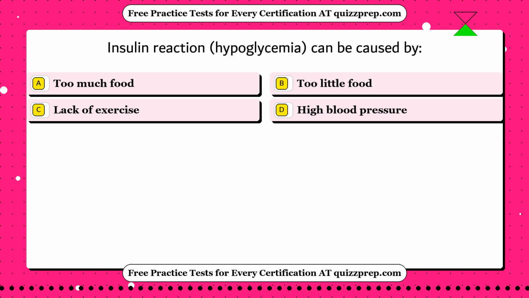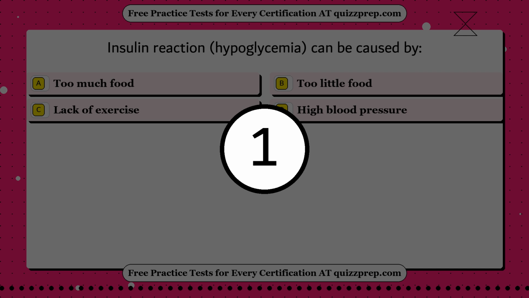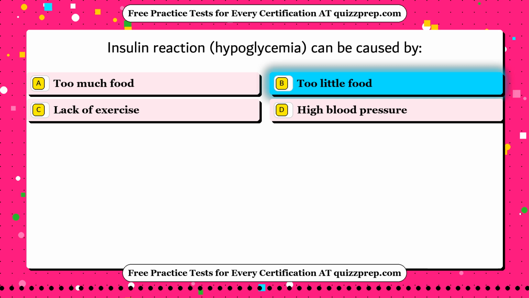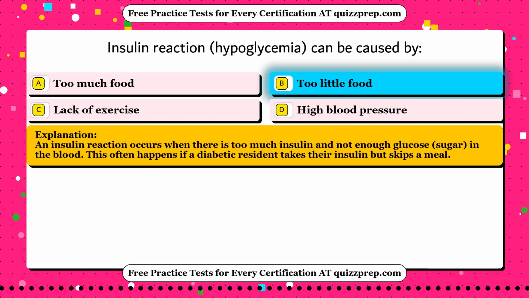Question 69. Insulin reaction, hypoglycemia, can be caused by option A, too much food, option B, too little food, option C, lack of exercise, option D, high blood pressure. The correct answer is option B, too little food. An insulin reaction occurs when there is too much insulin and not enough glucose, sugar, in the blood. This often happens if a diabetic resident takes their insulin but skips a meal.